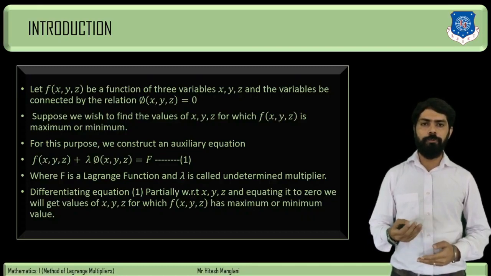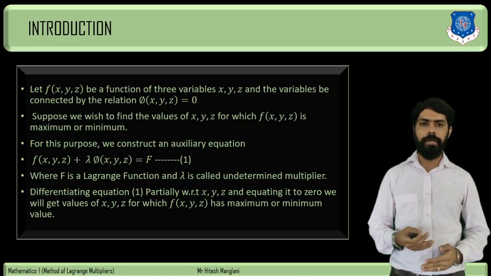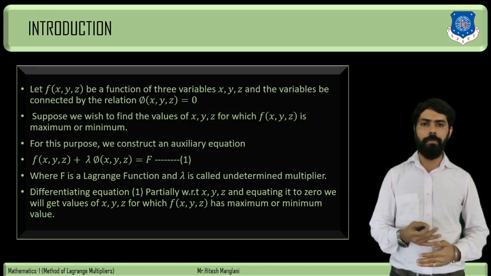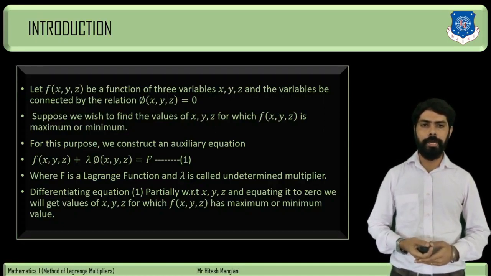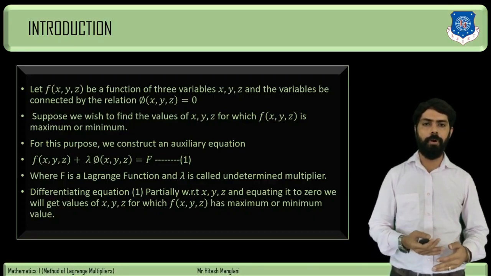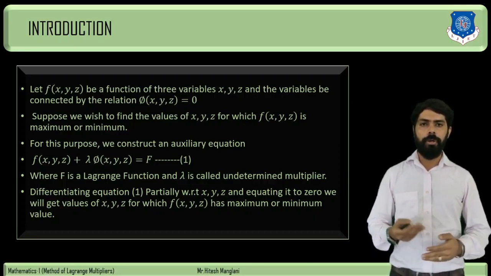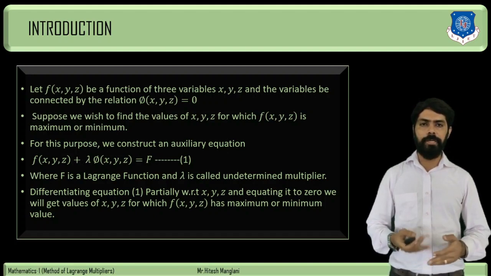Now if we differentiate this equation partially with respect to x, y and z and then equate it to 0, then we will get the values of x, y, z for which the function has maximum or minimum value. So this is how we can find out the values of x, y, z for which the function has maximum or minimum value. Now we will discuss this concept in examples.